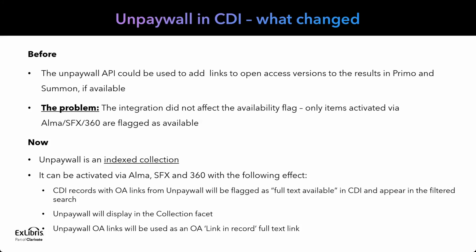The top is always the subscription link. The second one is the link to the link resolver, and the third priority is the open access link in record. So it will appear on the bottom of the link list. If it's the only link, then obviously it will appear on its own.